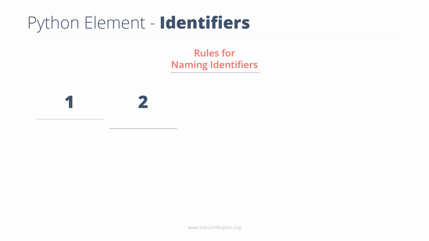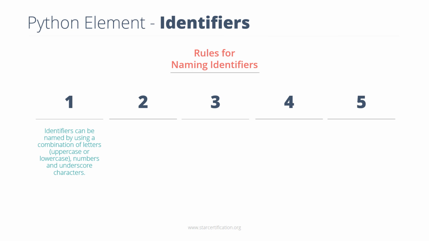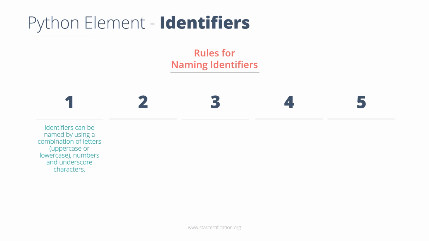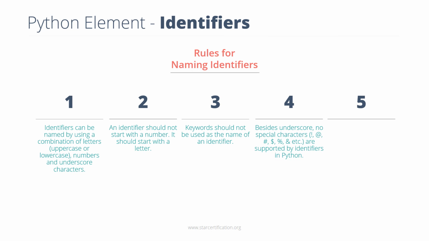There are some rules that need to be followed while naming identifiers, which are shown here. Identifiers can be named by using a combination of letters, uppercase or lowercase, numbers, and underscore characters. An identifier should not start with a number. It should always start with a letter. Keywords should not be used as the name of an identifier. Besides underscore, no special characters are supported by identifiers in Python. Identifiers can be of any length.